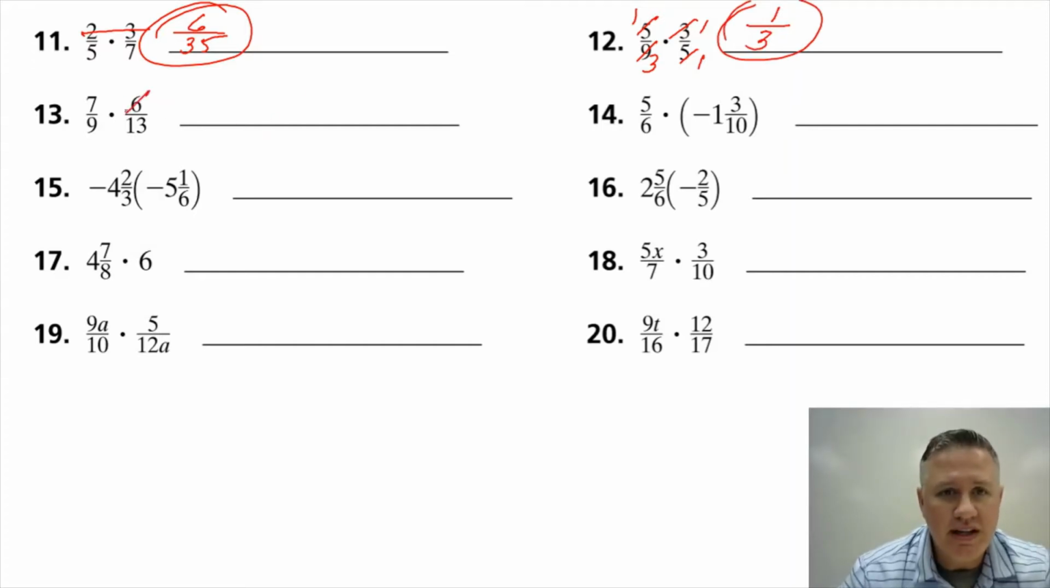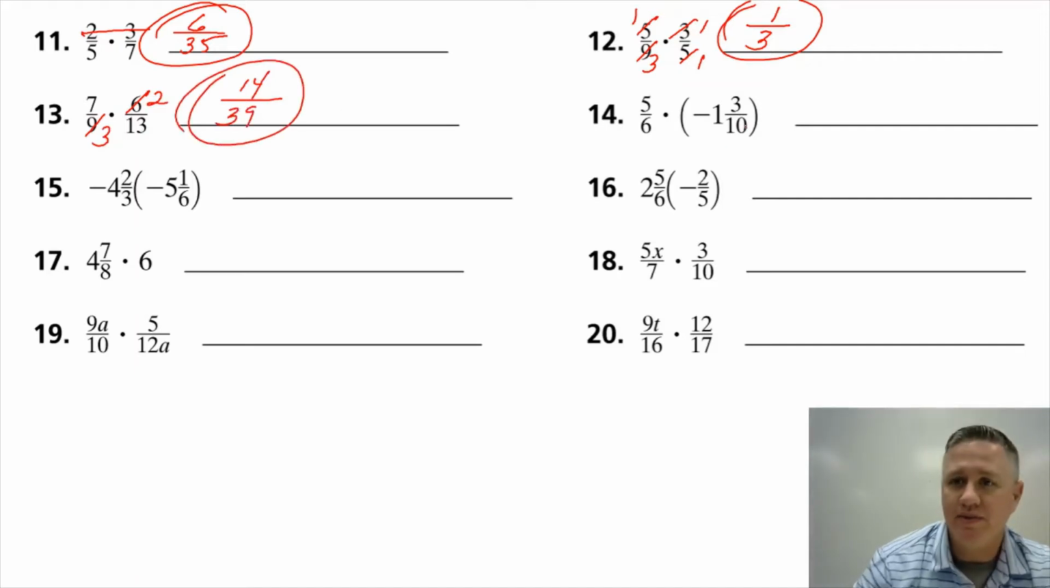Okay, number 13, 6 and 9. 3 goes into both 2 and 3 times. When you go right across, you wind up getting 7 times 2 is 14, and 3 times 13 is 39. So 14/39. Okay, next one.